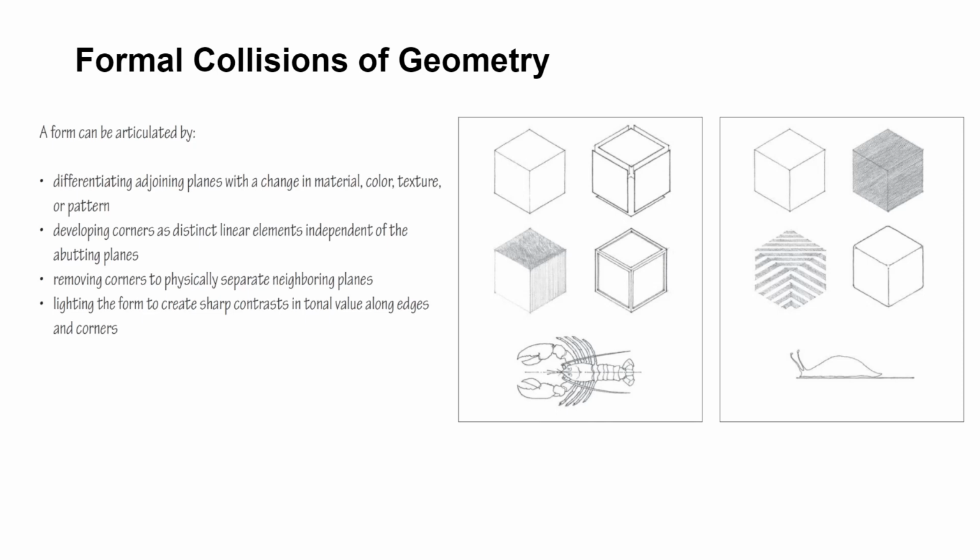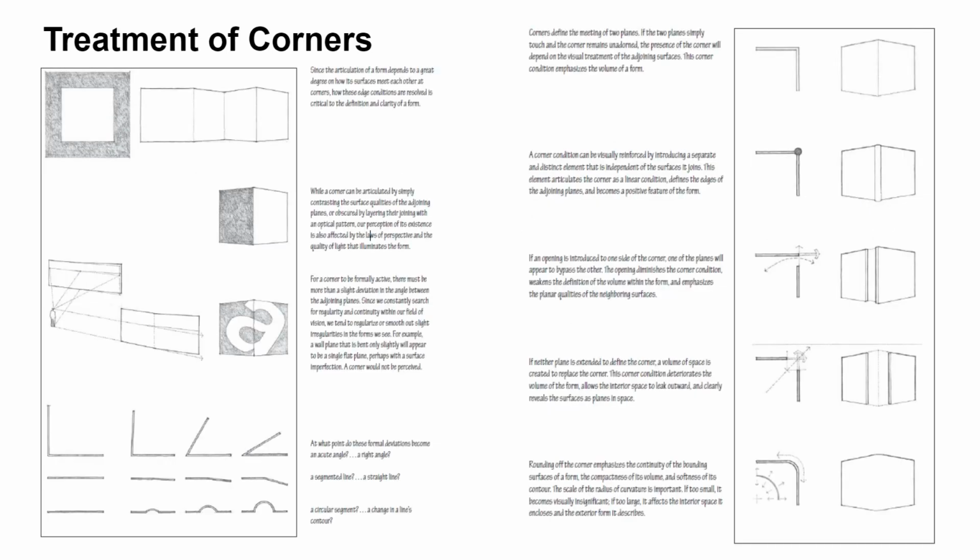So developing corners as distinct linear elements independent of abutting planes, and removing corners to physically separate neighboring planes, and lighting the form to create sharp contrast in tonal values along edges and corners. So this is an example when it comes to differentiating, with the application of material, color, and texture, and developing corners as distinct linear elements from adjacent or neighboring planes. So treatment of corners.